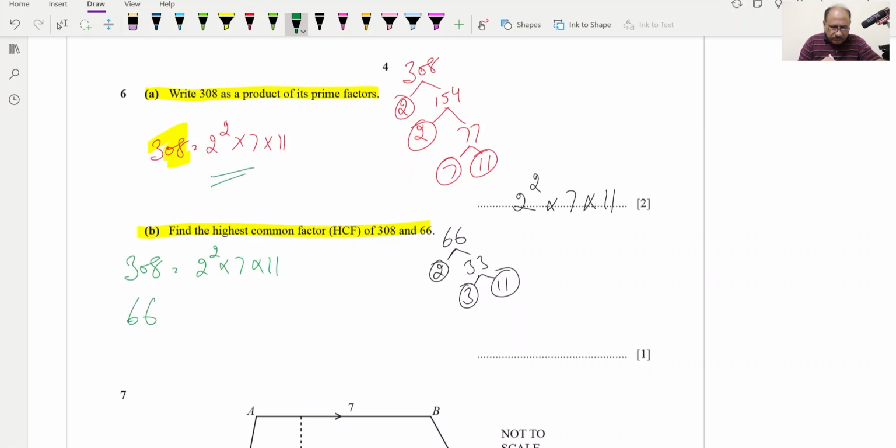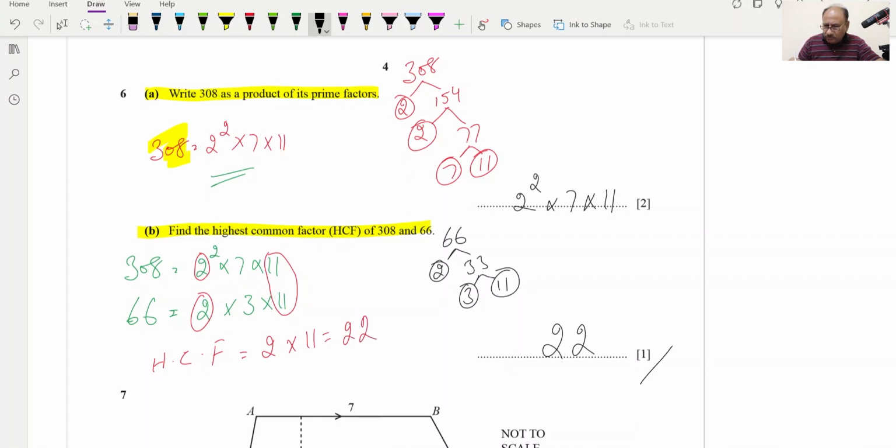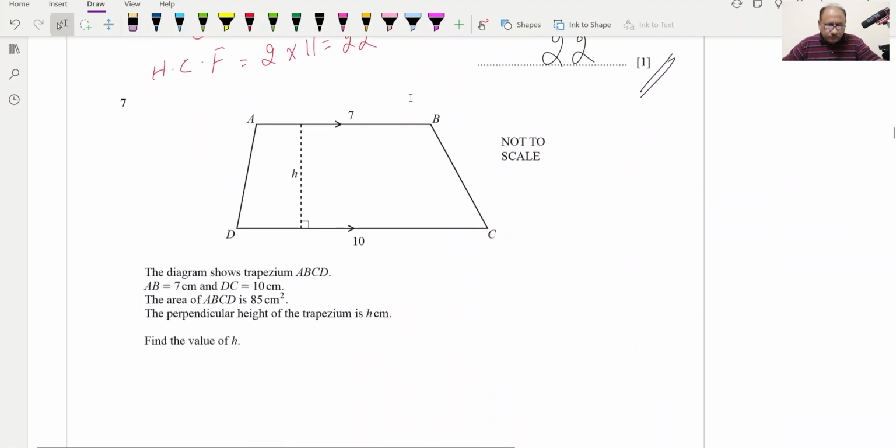Now the prime factors of 66 we can write as 2 into 3 into 11, and now we have to check for the common ones. Common is what? 11 is common, and 1 power of 2 will be common, so we can write HCF will be equal to 2 multiplied by 11, which is equal to 22. So our answer will be 22 over here. This was a 1 mark question.